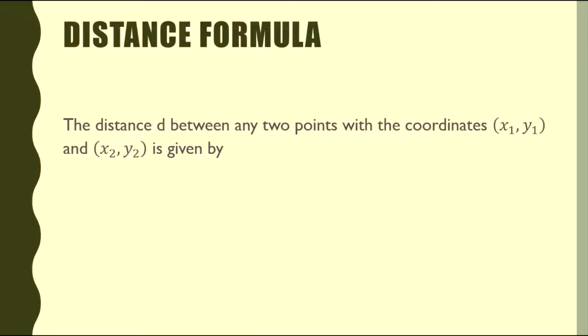Distance formula specifically measures the distance between any 2 points with the coordinates x sub 1, y sub 1, and x sub 2, y sub 2, which is given by the formula d is equal to the square root of x sub 2 minus x sub 1 quantity squared plus y sub 2 minus y sub 1 quantity squared.